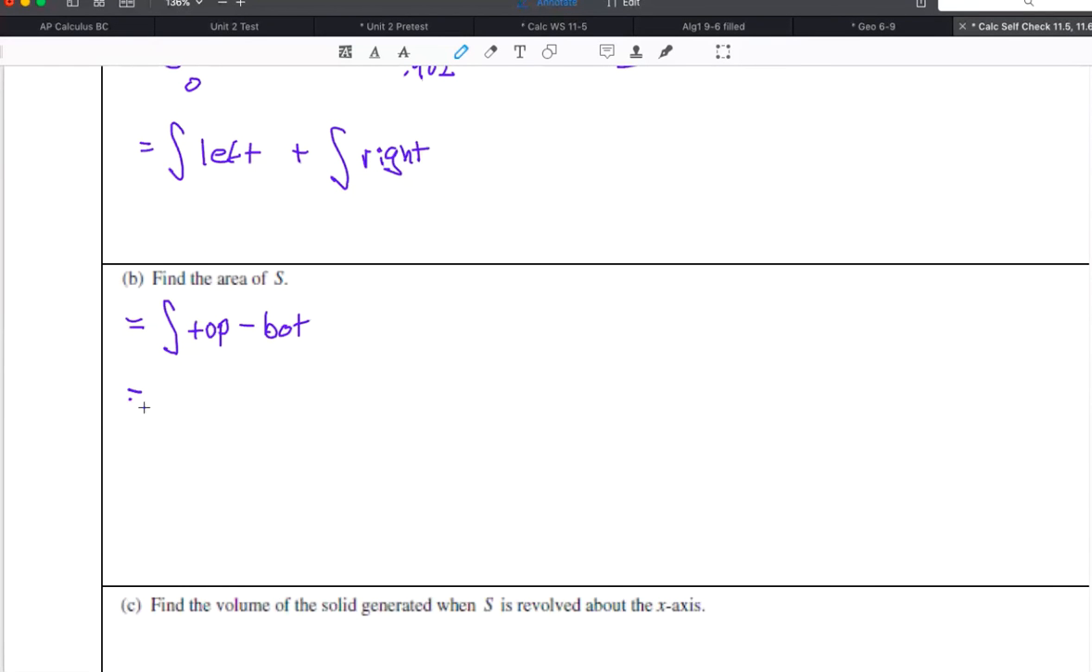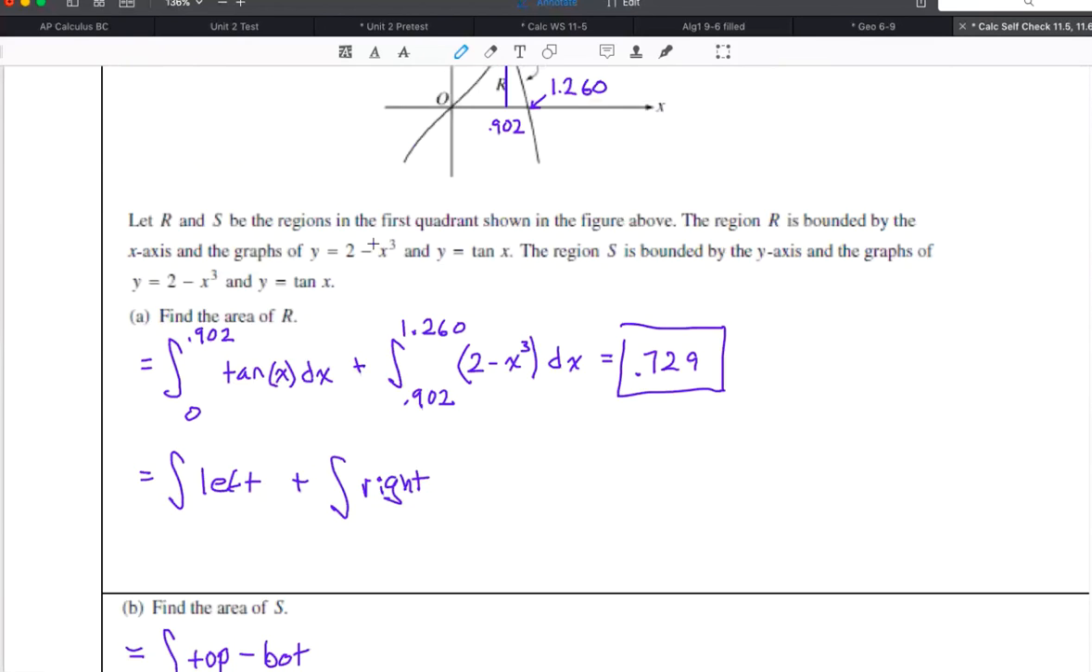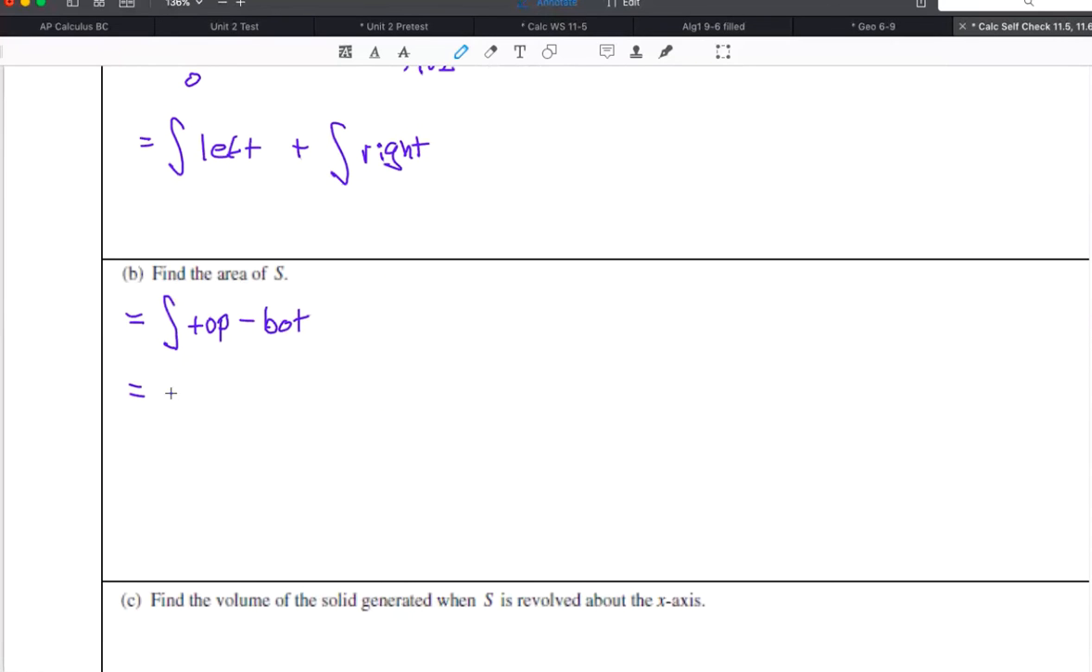So this one is going to be equal to the top function for s, which is the cubic. I'm going to say the integral between, we already have the bounds, 0 and 0.902. The top is that cubic, 2 minus x to the power of 3, and then all of that is going to be minusing tangent of x. And then that whole thing needs to be multiplied by d of x. So we've written our integral correctly.